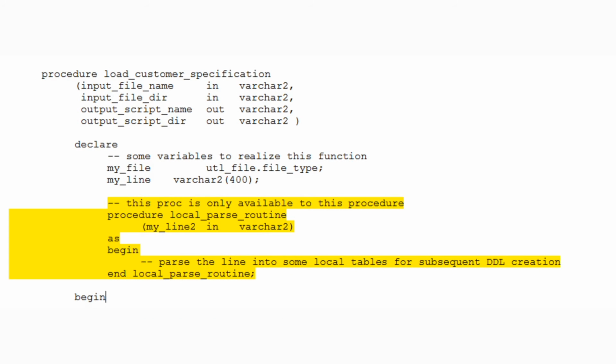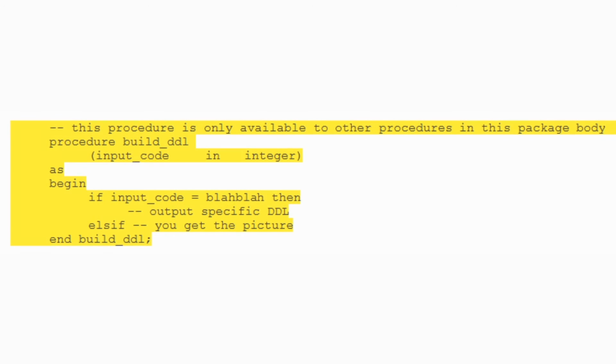A couple of things to note about these hidden procedure shells. First, the load customer specific procedure has a local procedure of its own named local parse routine. The scope of that procedure is limited to the load customer specification procedure. Compare that to the build DDL procedure at the bottom of the package body. The scope of that procedure is the entire package. Any of the other procedures within this package may call that procedure, but it is not available to the public because it is not defined within the package declaration.